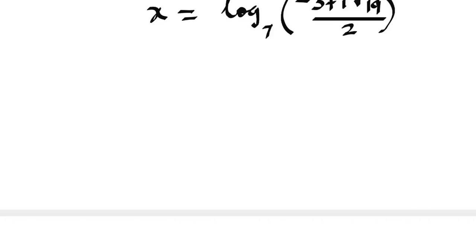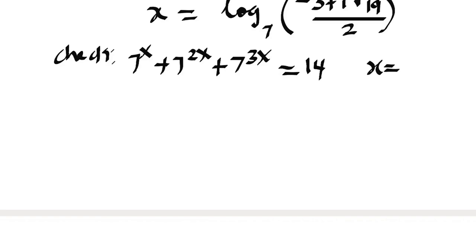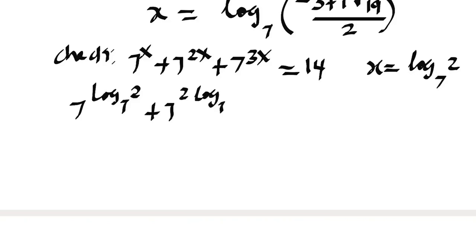So let's see how we can check here. So now checking. So we are given the solution to be x equals log base 7 of 2. Is that what you get? So therefore, let's see what we can do here. We're going to have 7 to the power of log base 7 of 2, plus 7 to the power of 2 log base 7 of 2, plus 7 to the power of 3 log base 7 of 2. Is this going to give us 14?